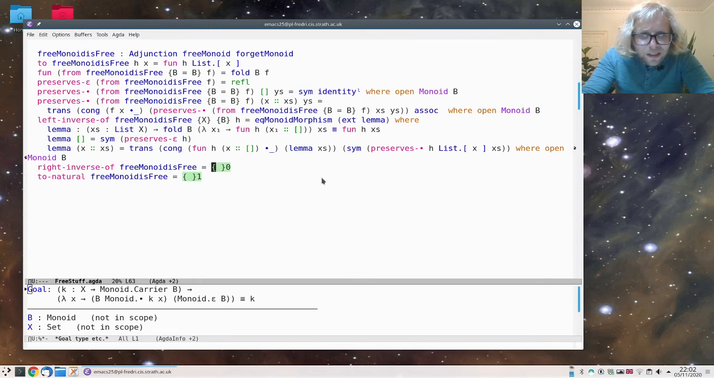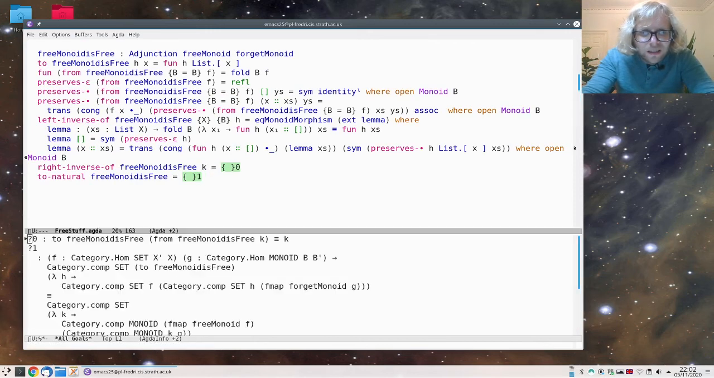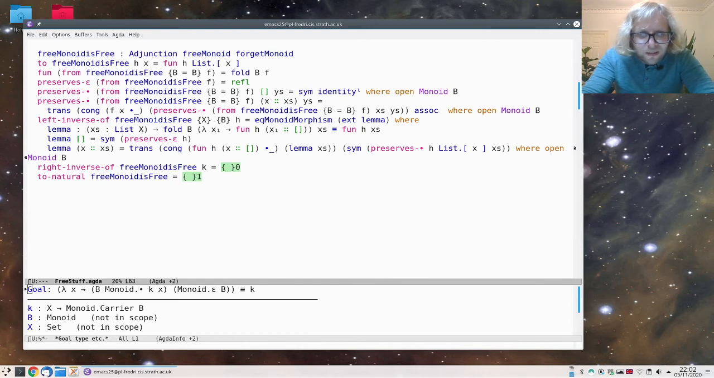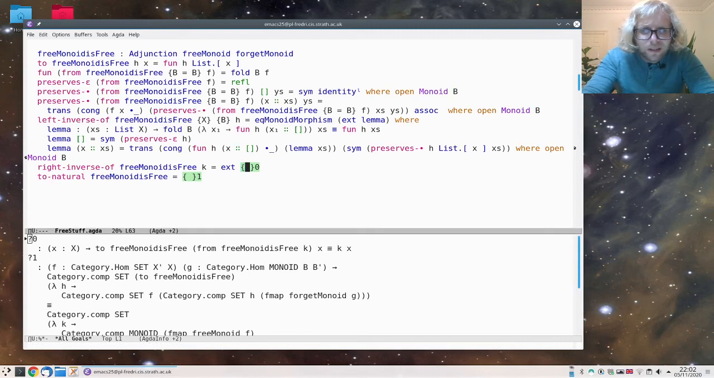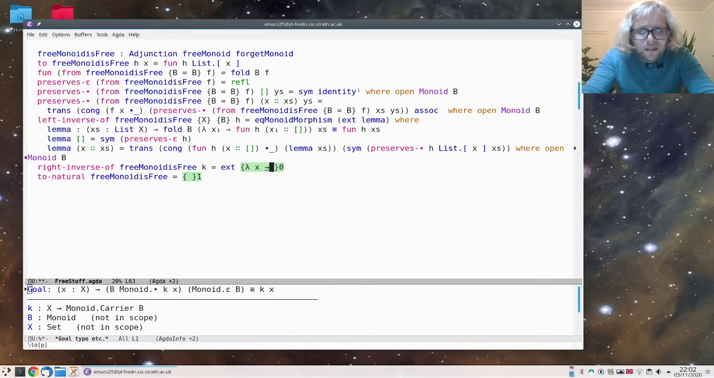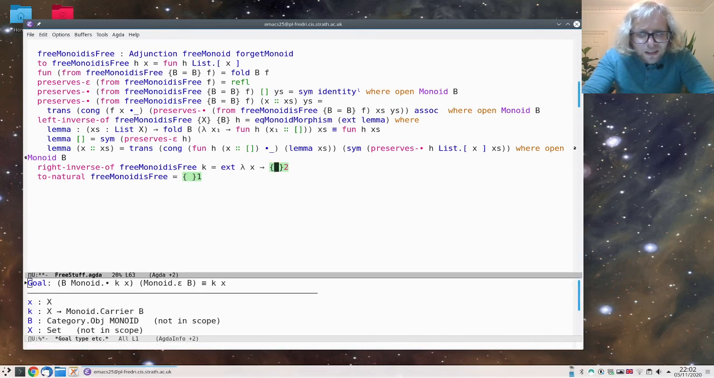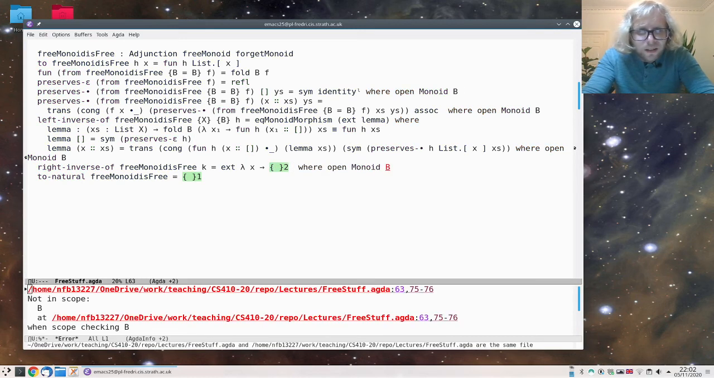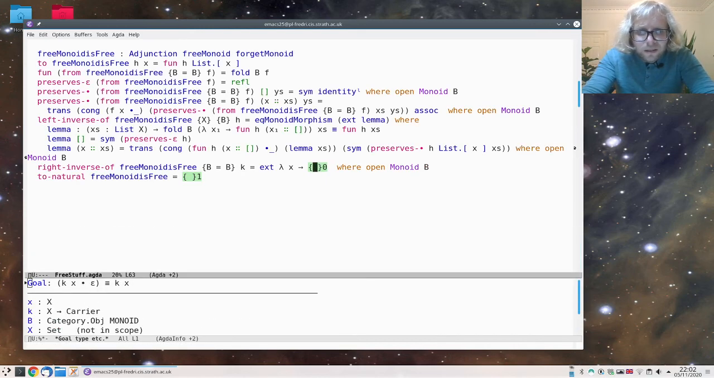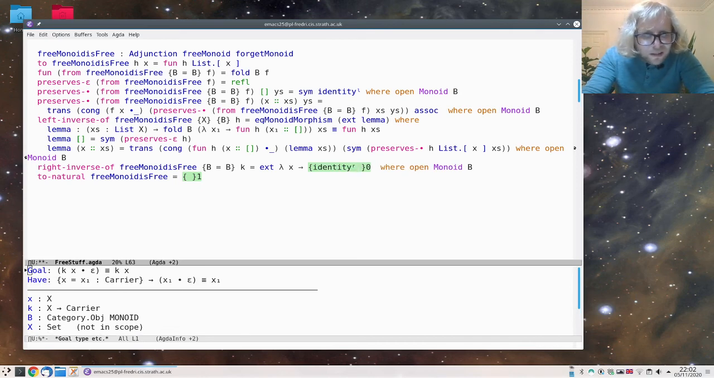Okay, so here what do we need? We get given a k, and we want to show this equation holds. So let's do it in function extensionality. Okay, and here we can again open the monoid B so we see what's going on. Except we don't have B in scope. Okay, so it's another instance of an identity. This time it's right, I hope. Yes.